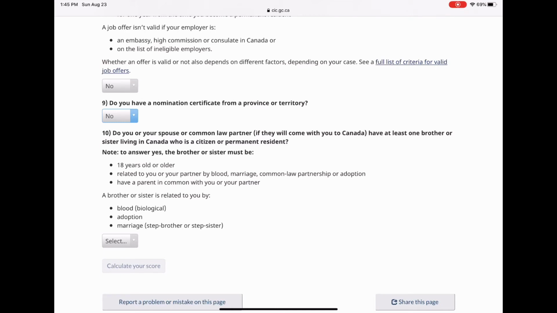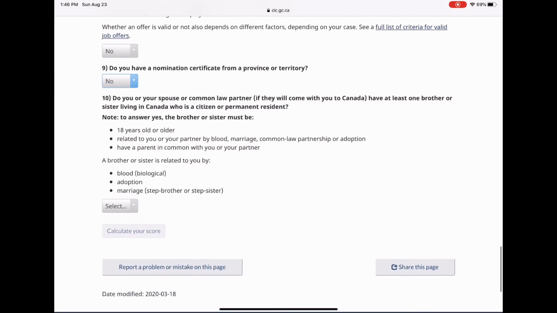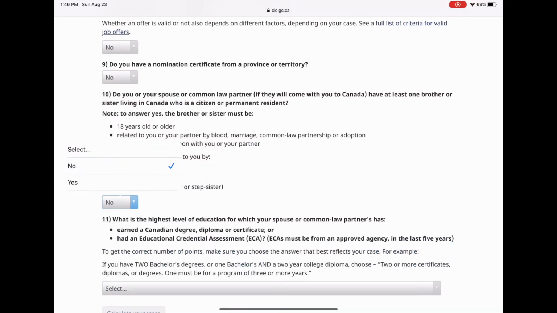Now, 10th one. Do you or your spouse or common law partner have at least one brother or sister living in Canada who is a citizen or permanent resident? Well, I didn't have any, but if you or your spouse has at least a brother or sister in Canada, then hooray, points again. But for me, no.